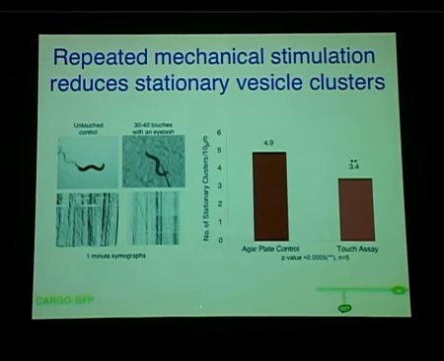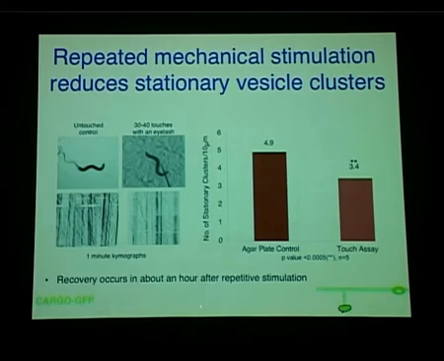So what would we see? When we stimulate the animal 30 to 40 times using an eyelash, and then we image, here are multiple kymographs, what we find is the number of stationary cargos drop. And I'll show you a later figure where we see the number of vesicles per stationary cargo drop. And in about an hour after the stimulation, it comes back up.